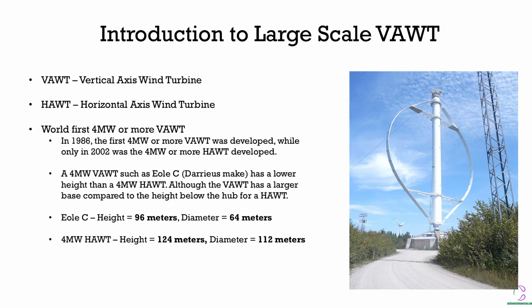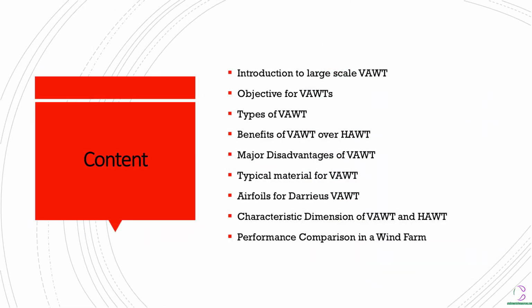In this video, we are going to be looking at the benefits of vertical axis wind turbines, and we'll compare it briefly with horizontal axis wind turbines to see how viable this option is in our current technology. So in this video, we are going to be taking an introduction into large-scale VAWTs, objectives for VAWTs, types of VAWTs, benefits of VAWT over HAWT, major disadvantages of VAWT, typical material for VAWTs, and performance comparison in a wind farm.